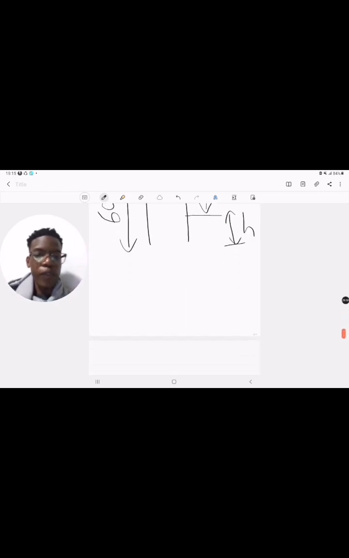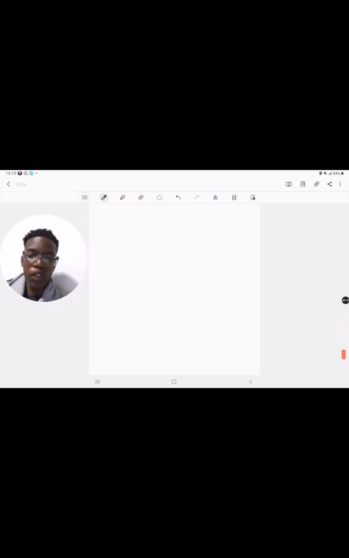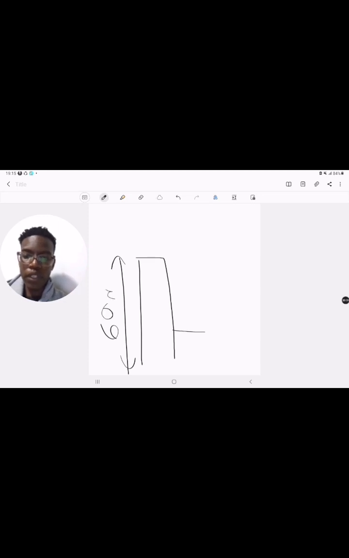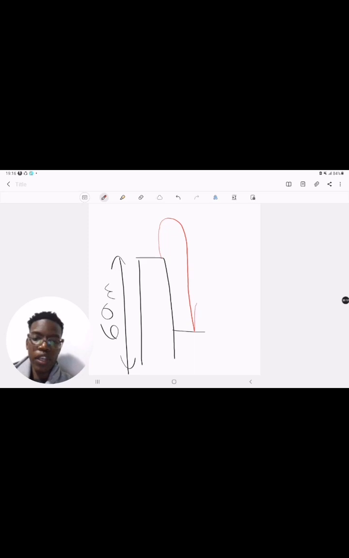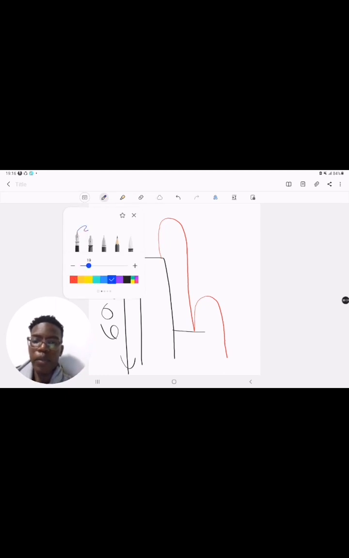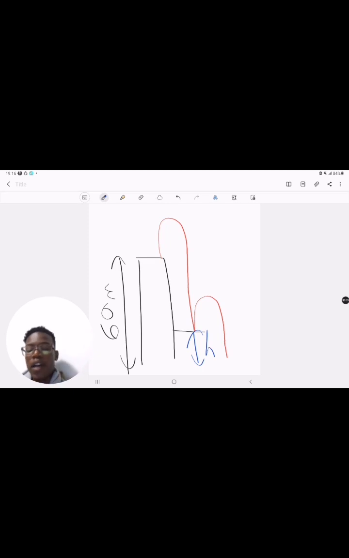So now, if I go to the next page, I'm going to keep redrawing this thing. Remember how your object travels. There's your balcony there, there's your 60 meters there. Your object moves from the top there, it goes down, it bounces off here, then it goes down to the ground. Now they're asking you to calculate the height of the balcony above the ground. How do you do that?